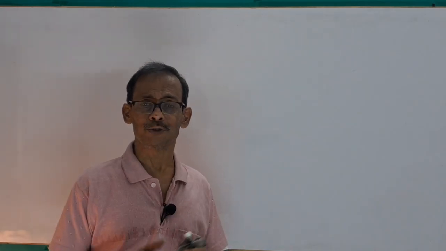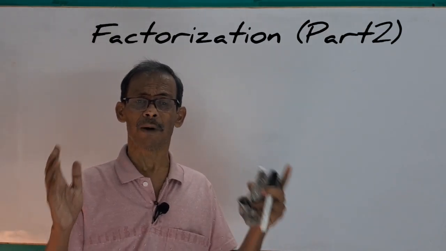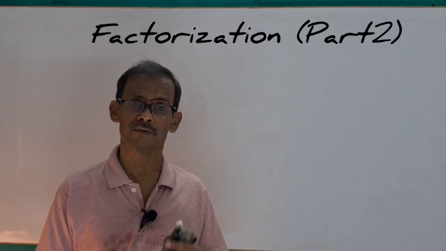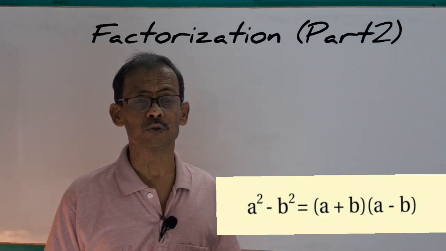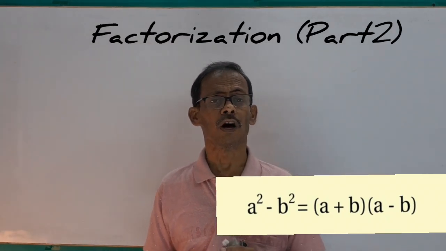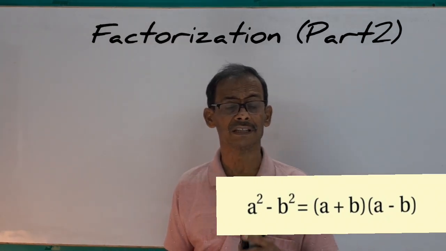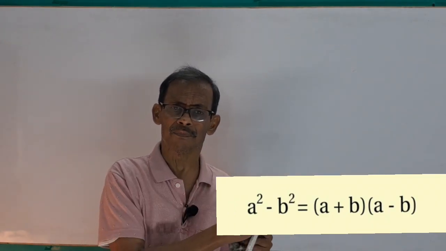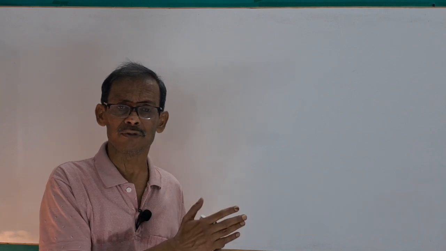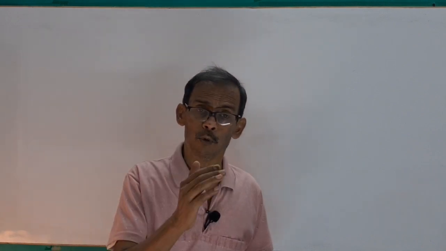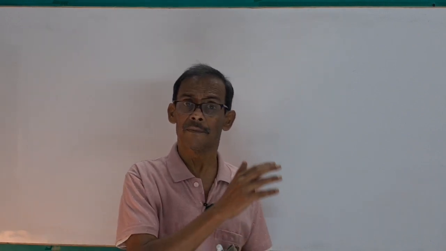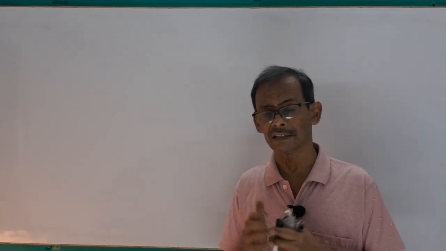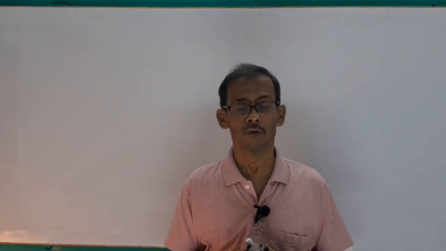In Factorization part 2, because we have already done Factorization part 1, there you have learned a beautiful identity: a square minus b square equals a plus b into a minus b, and you have solved a couple of questions and seen how the factorization can be done. Today we will take the same a square minus b square formula and see more difficult level questions. Then in this video, the factorization based on the identity a square minus b square will be over.